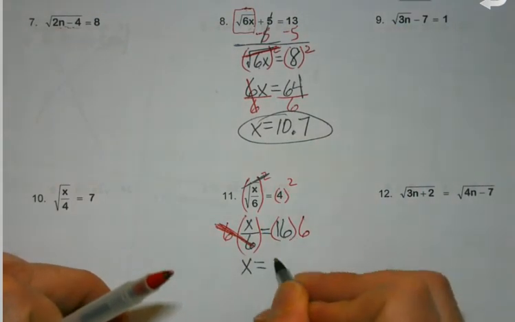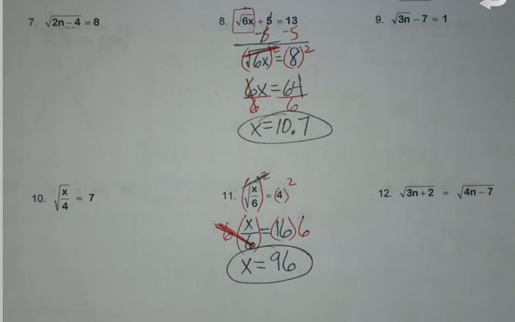And 16 times 6 is 96. And that one's done. So there's not a lot changing with what we were doing yesterday. It's just now being cautious with a few little things. I want to see what else I can get myself into trouble with here on the back.